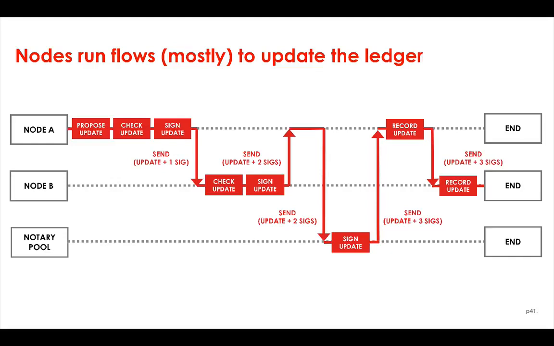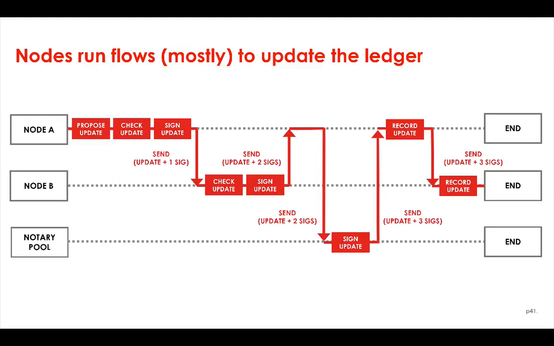So it starts by telling node A to create, verify, and sign a transaction and send it to another node, node B. It then tells node B to verify and sign the transaction as well before sending it back to node A. It then tells node A to send the transaction onto the notary pool to provide uniqueness consensus. It tells the notary pool to sign the transaction before sending it back to node A. It tells node A to record the transaction and send it to node B. And finally, it tells node B to record the transaction.